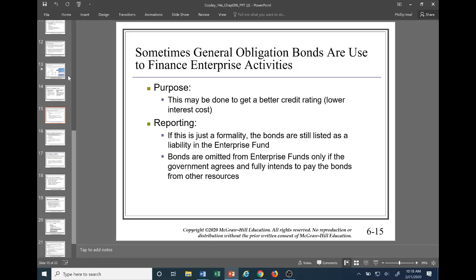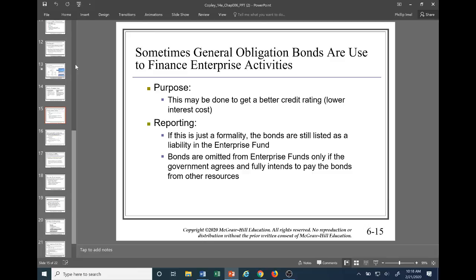Bonds are omitted from the enterprise funds only if the government agrees and fully intends to pay the bonds from other resources. So that's the only time it's not going to be in an enterprise fund, is if the government says, "Hey, you know what? We got this. We're going to pay it out of taxes, and we are fully committed." That is the only time you don't account for those liabilities within that fund.